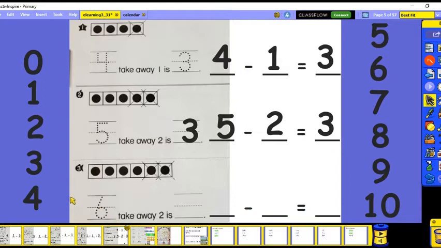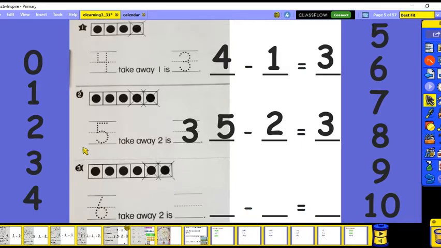The answer when we subtract is called the difference. And when we subtract, does our answer get bigger or smaller? Our answer gets smaller, less as we subtract because we're taking things away, we're crossing them out.